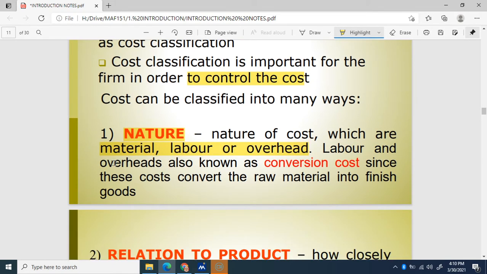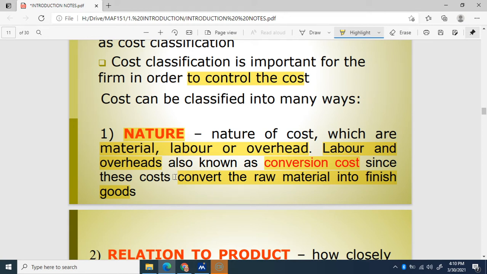Material is the basic substance of producing the finished goods. The labor and the overheads, which are known as conversion cost, will convert this raw material into finished goods. So raw material is a basic substance converted by labor and overheads to be finished goods. So this is nature. We classify according to material, labor and overheads.